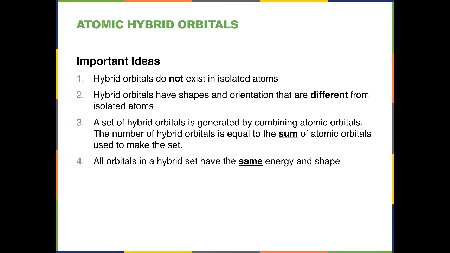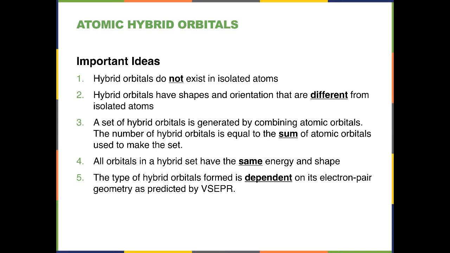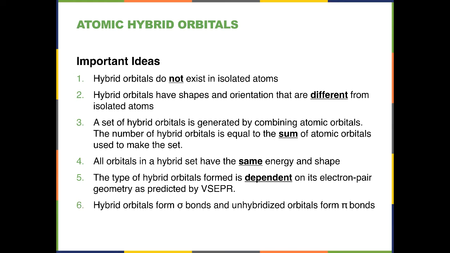All the hybrid orbitals that occur have the same energy and the same shape. And the type of hybrid orbital that is formed is dependent on its electron pair geometry, according to VSEPR. And we'll show that dependence in future slides. Hybrid orbitals then are free to form sigma bonds, and unhybridized orbitals can form pi bonds. So sigma bonds form with hybrid orbitals. Pi bonds form with unhybridized orbitals.